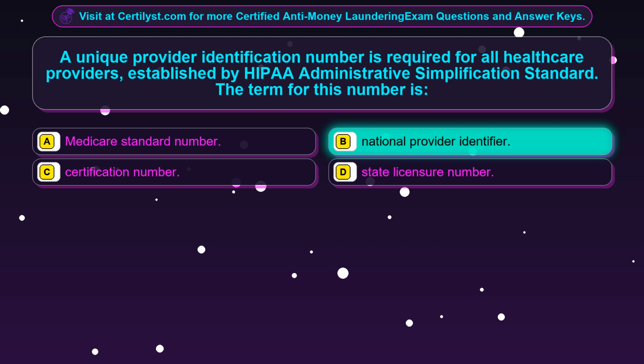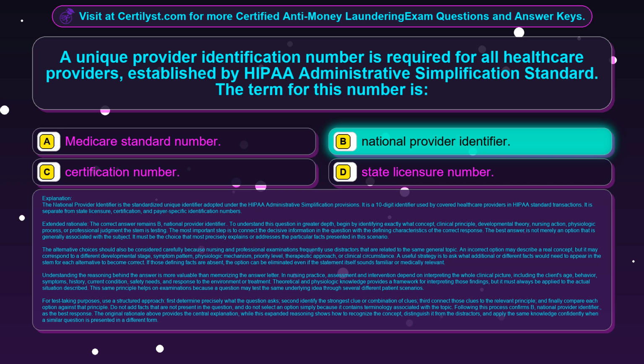The correct answer is option B, National Provider Identifier. The National Provider Identifier is the standardized unique identifier adopted under the HIPAA Administrative Simplification provisions. It is a 10-digit identifier used by covered healthcare providers in HIPAA standard transactions. It is separate from state licensure, certification, and payer-specific identification numbers. Extended rationale: the correct answer remains B, National Provider Identifier.